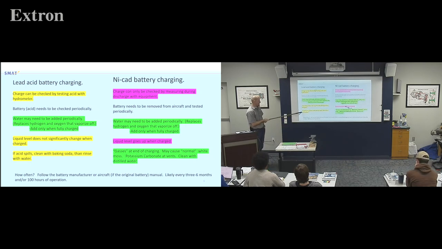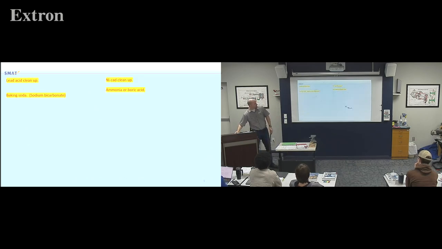If acid spills, you would clean it with baking soda and rinse with water. That one, gas is at the end, and you might get a little bit of normal white, they call it moss or fuzz around the caps. It's that potassium carbonate at the vents. That part you can just clean up with water. If you actually had a spill, we're gonna clean it up with the boric acid or whatever was on that last slide, is boric acid, ammonia, that's what it was, or ammonia.